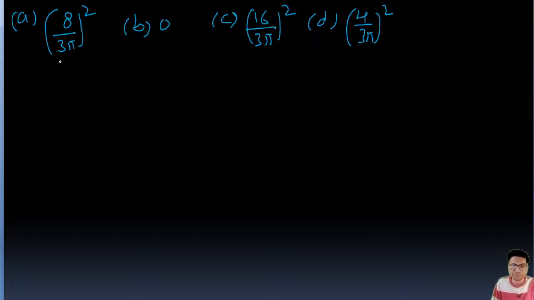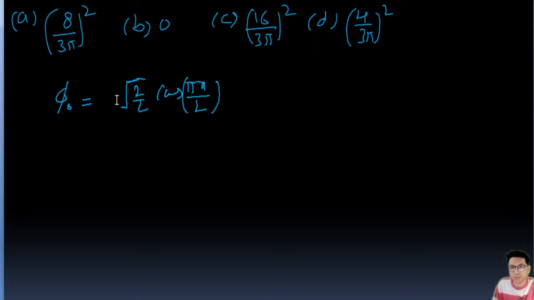So phi 0 is given for the ground state, that is root 2 upon L cos pi x upon L. It is an even function, that is, we call it a symmetric wave function. So we can find phi 1.